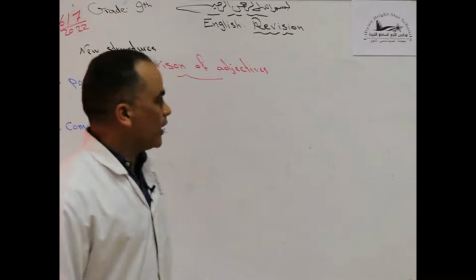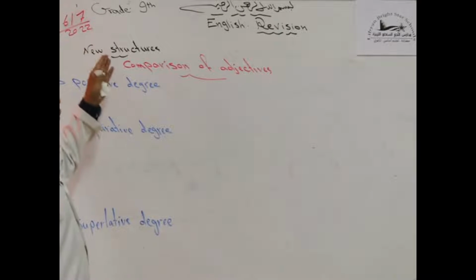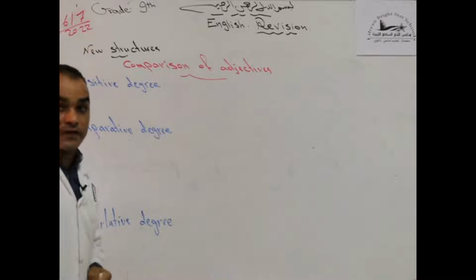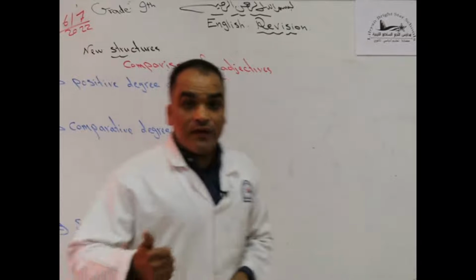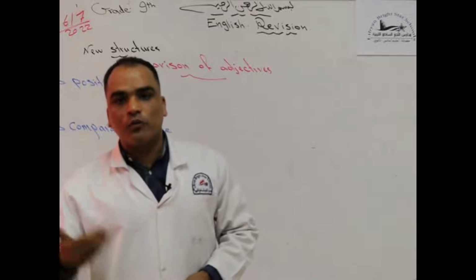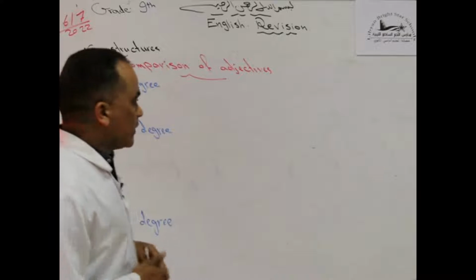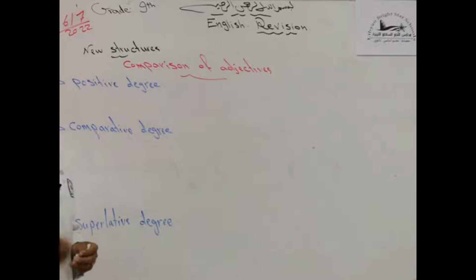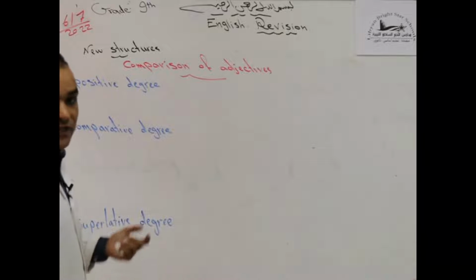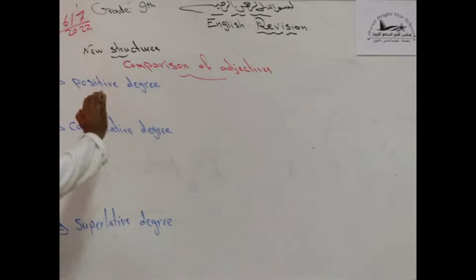All dear students, today we will complete our revision. Let's start with comparison of adjectives. An adjective is a word which we use to describe a noun or to modify a noun or to clarify a noun. الصفة هي عبارة عن كلمة تستخدم لتوضيح الاسم أو لوصف الاسم or pronoun. Okay? Comparison of adjectives يعني مقارنة الصفات.